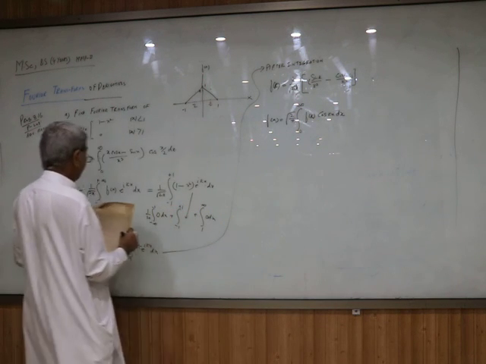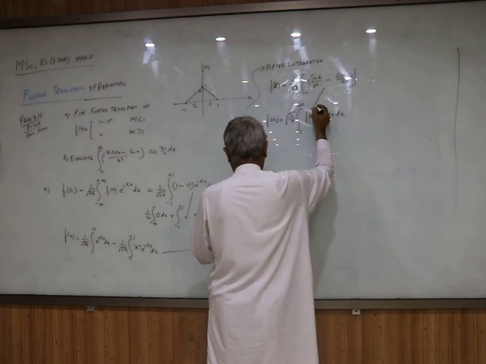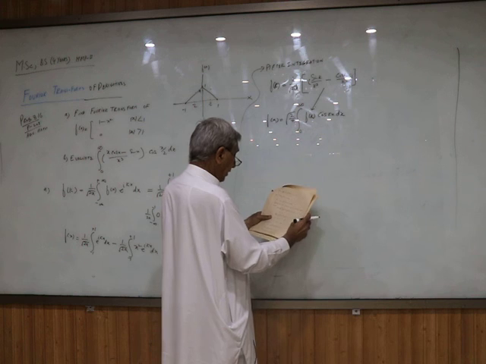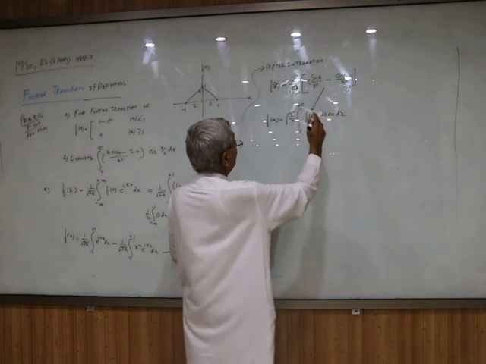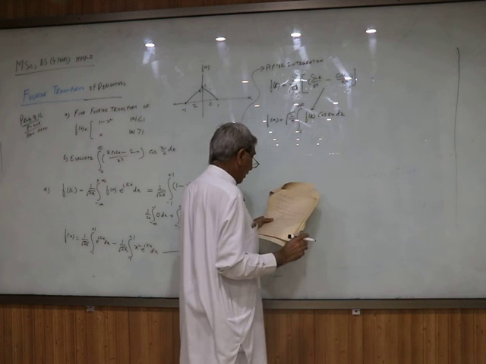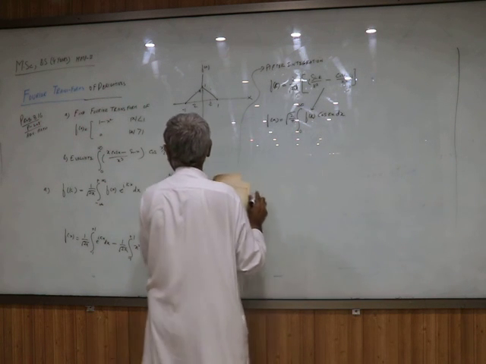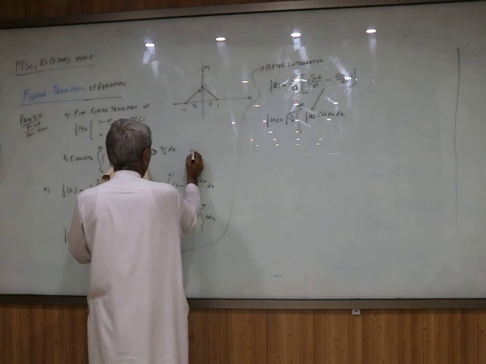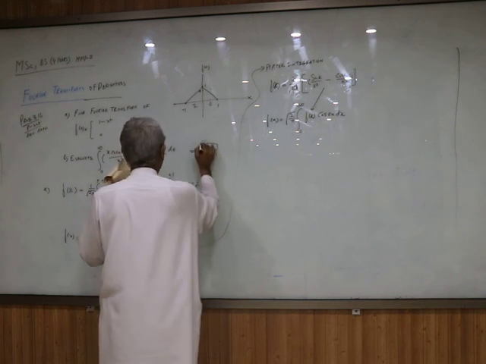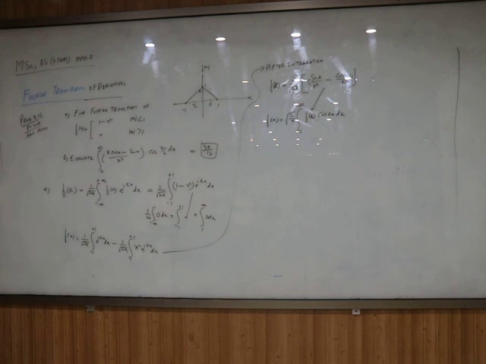So what you will do, you will substitute for F(k) this thing, open it and try to solve the integral, and you will get the answer. The answer to this is 3 pi over 16. Okay, try to complete it, take it as a home assignment.